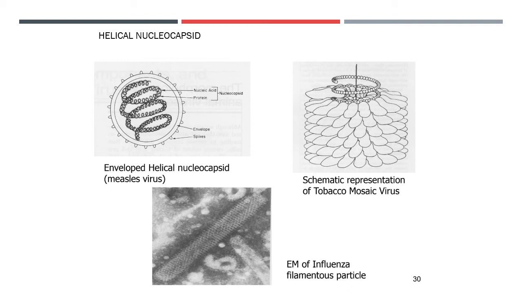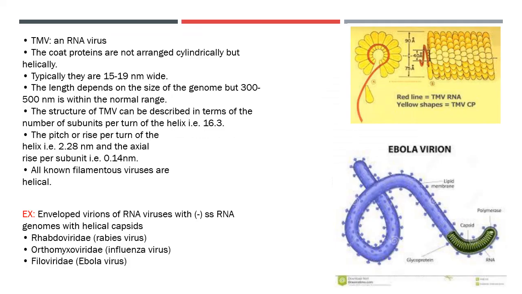Third is electron microscopy of influenza filamentous particle. The picture is of influenza virus. Now this is about TMV, that is tobacco mosaic virus, which is an RNA virus. The coat proteins are not arranged symmetrically but are arranged helically. Typically they are 15 to 19 nanometers wide. You can see that here in the picture. The red line is the RNA and the yellow shapes are TMV coat proteins.